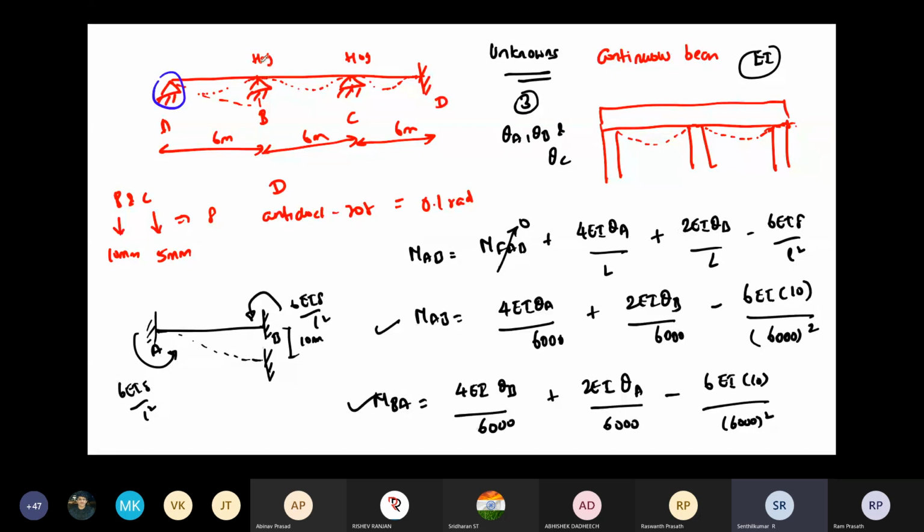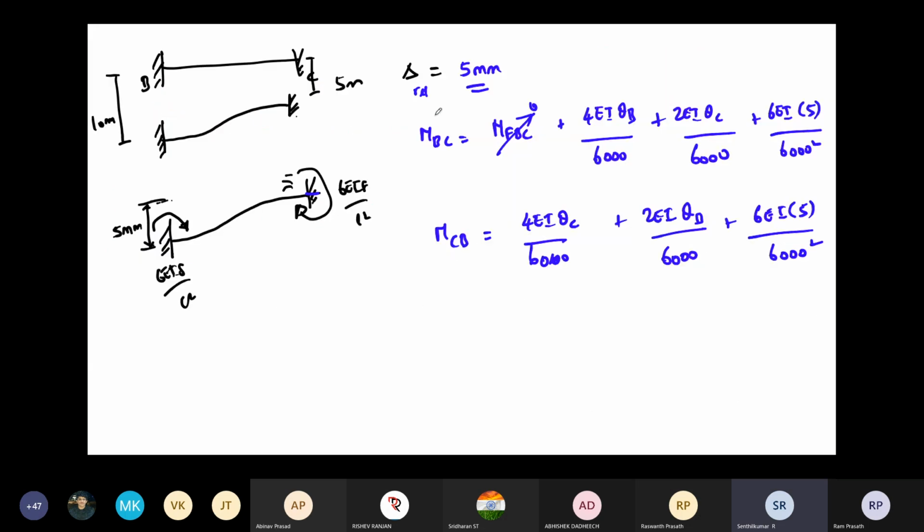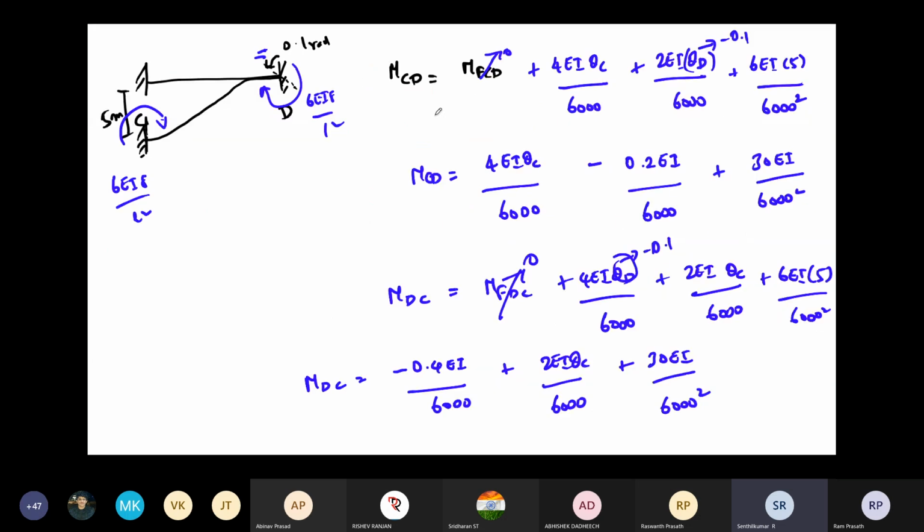And then take the summation of moment at B equal to 0. You will get M_BA and M_BC. And take the summation of moment at C equal to 0, M_BC plus M_CD. Right? Based on that, you can find all the unknowns. 3 equations, 3 unknowns, easily you can find out. Then again substitute in the moment equations, and you will find all the values.